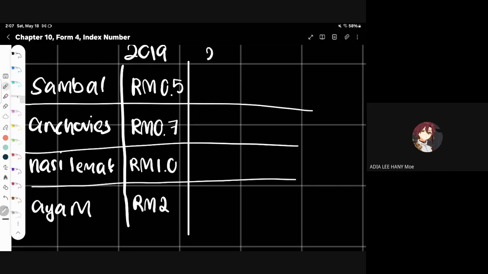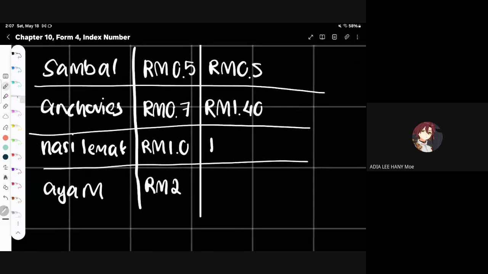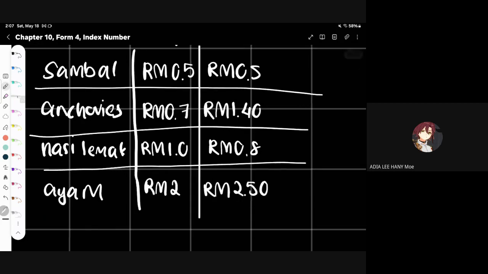And then in 2020, each of them increases by how much? For sambal, it's still 0.5. For anchovies, let's give something weird, 1.4, 1 ringgit 40 cent. For nasi lemak, they decrease the price to 80 cent. And then the ayam, they increase by 50 cent.